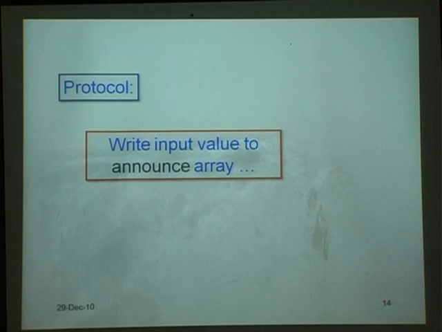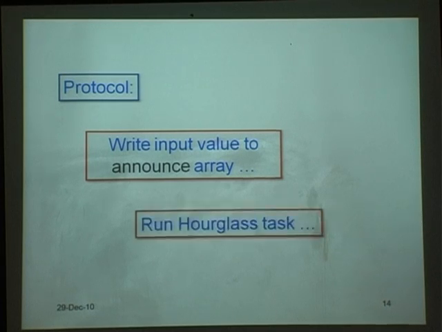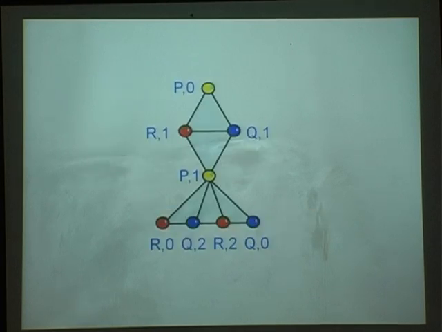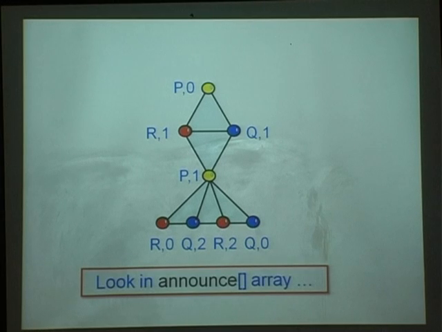So here is the protocol. The first thing you do is you announce what value you want. Then you run the hourglass task. And so here are the possible outputs. I've labeled each one with an integer so you can tell them apart. So the idea is you look in the announce array. So I announce my value. I run the protocol, and I end up on some vertex here, depending on who else participated.